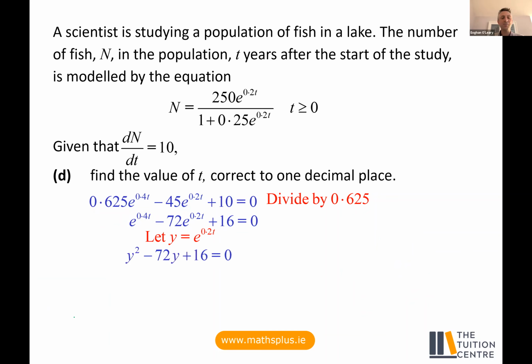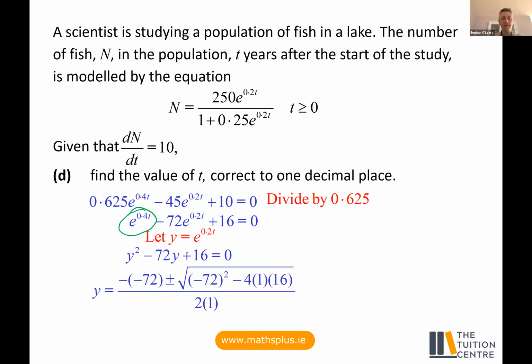What have I got? That means that this here is y squared minus 72y plus 16. Into my minus b formula, I'm going to get two answers here for y. I'm going to get y equals 36 plus 16 root 5, or y is equal to 36 minus 16 root 5. Am I finished? No, I'm not.